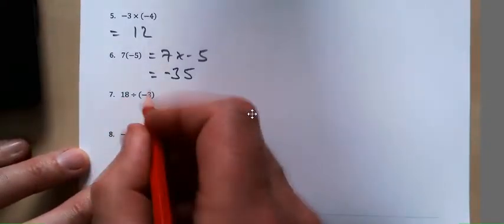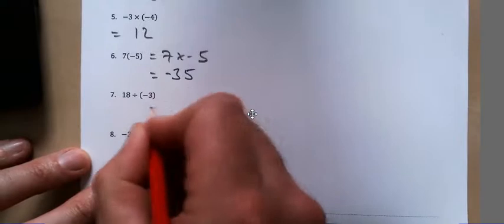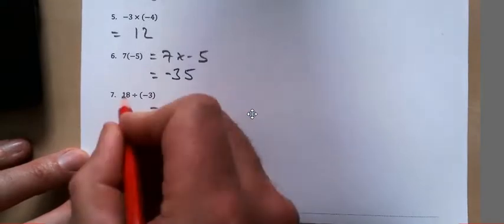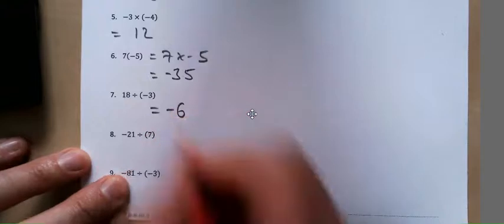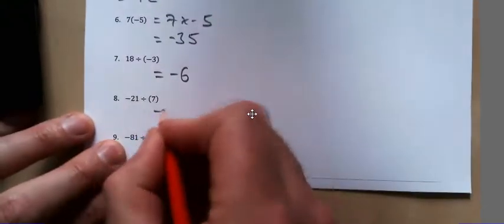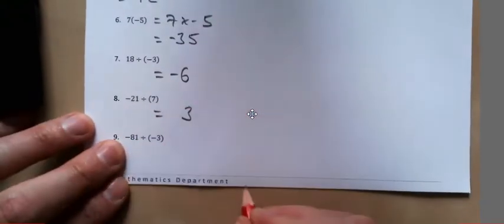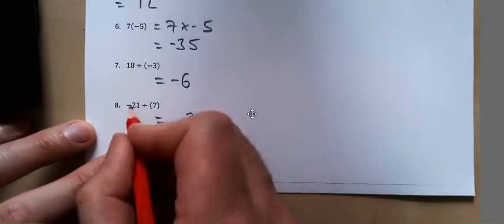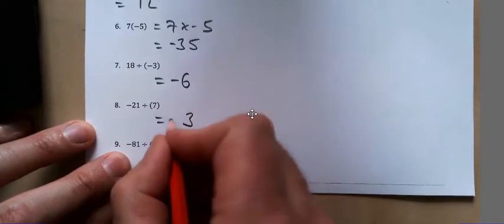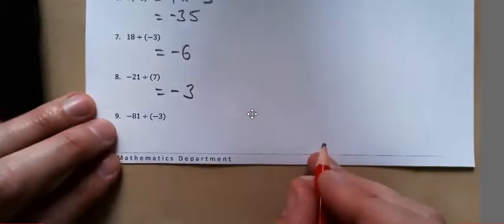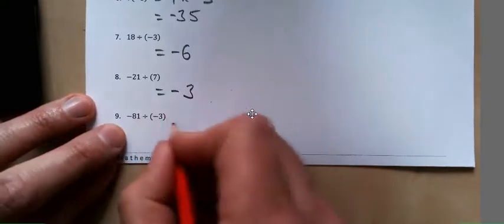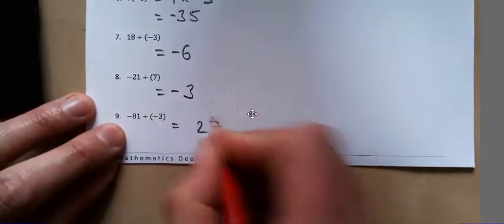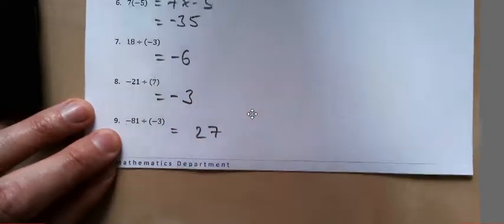So next one, 18 divided by minus 3. So 18 divided by 3 gives 6, and a positive divided by a negative gives a negative, so it's minus 6. 21 divided by 7 gives me 3. A minus divided by a positive gives me a negative. And then it's minus 81 divided by minus 3. So 81 divided by 3 gives me 27, and a negative divided by a negative means the answer is positive.